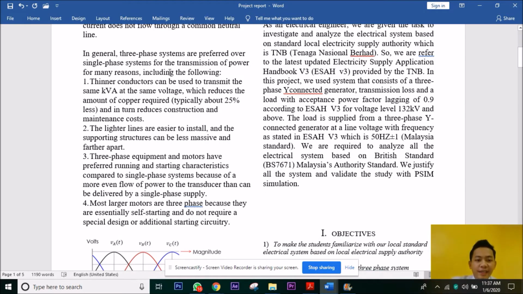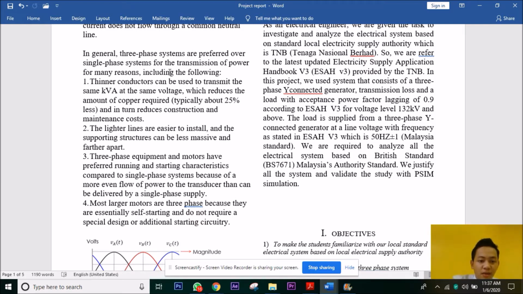In general, three-phase systems are preferred over single-phase systems for the transmission of power for many reasons, including the following. A single conductor can be used to transmit the same kilovolt-ampere at the same voltage. We reduce the amount of copper required, typically about 25% less, and in turn reduce construction and maintenance costs. Second, the lighter lines are easier to install and the supporting structure can be less massive and further apart.